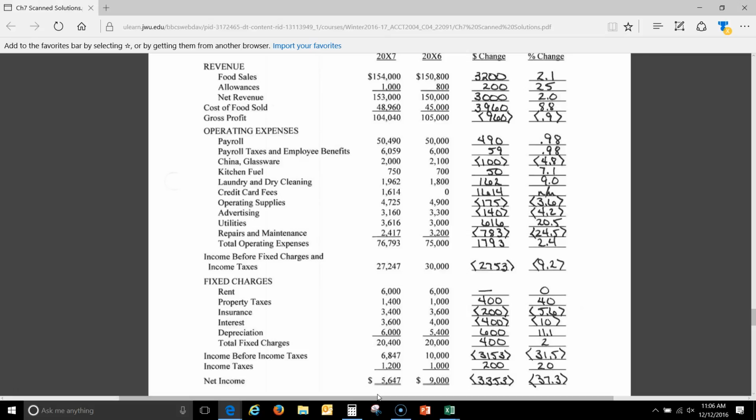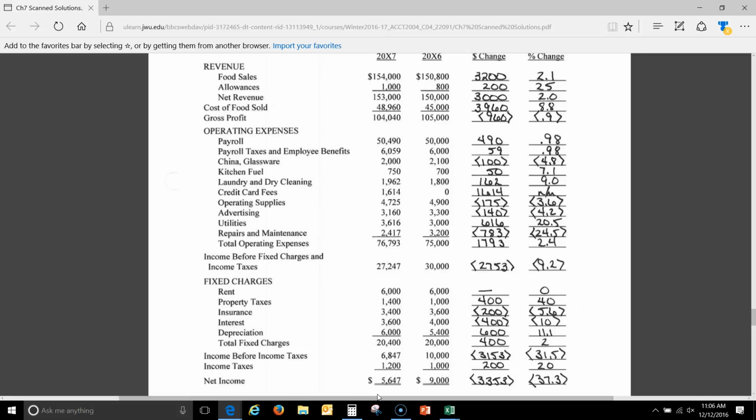Here's the question. Is that expected? Is that 2% increase in net revenues expected or unexpected? An increase in revenue is good, right? An increase in expense is bad, so either way it would be okay.